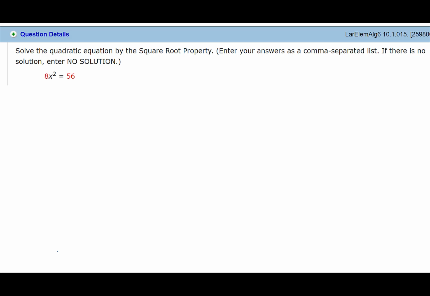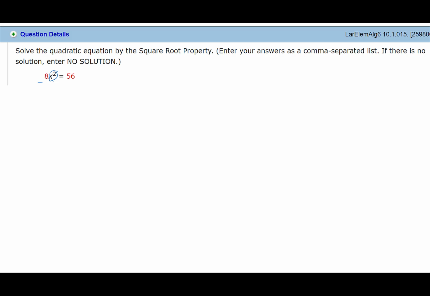Okay, the instructions say solve the quadratic equation by using the square root property. Enter answers as a comma separated list, and if there's no solution, then you would write the words no solution. Like we talked about in class, the first thing you need to work on is isolating the term that's being squared. In this example, 8x squared equals 56. The only part of the term that's being squared is the x.